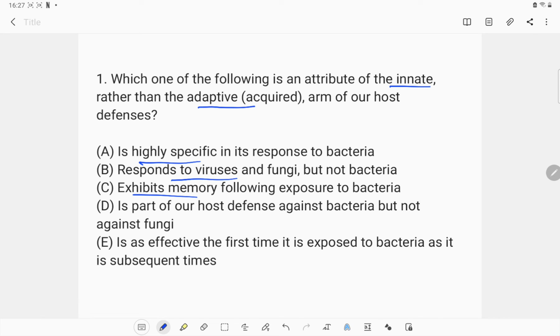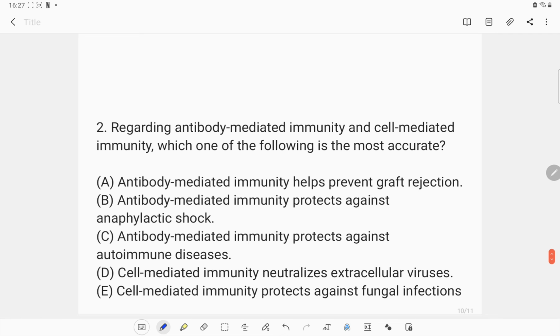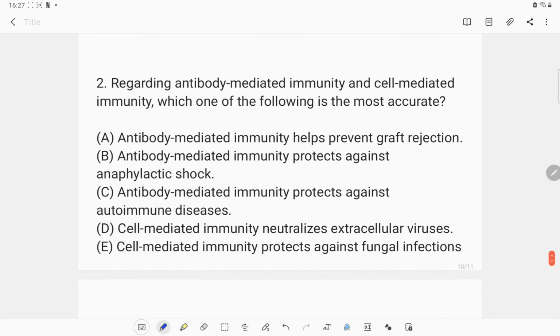Is as effective as the first time it is exposed to the bacteria as it is subsequent times. So every time it doesn't show any diversity, it doesn't memorize. So the answer is E. This is the best answer. Second question regarding antibody mediated immunity and cell mediated immunity. Which one of the following is the most accurate? Antibody mediated immunity, this we would get in the next lessons.